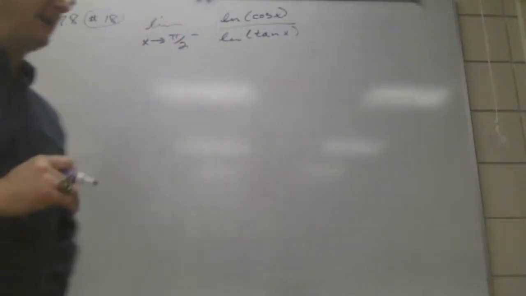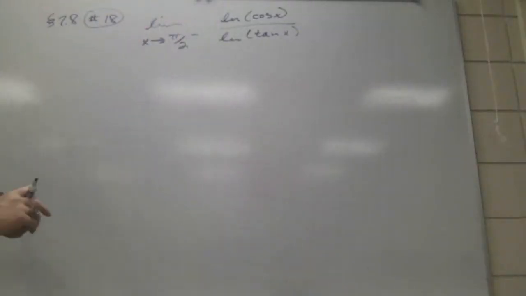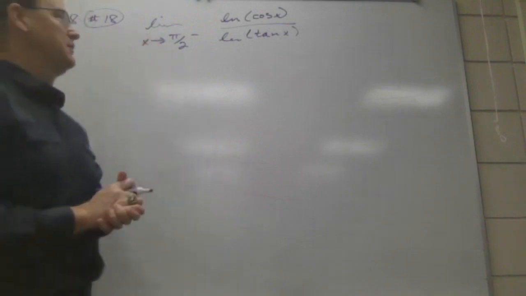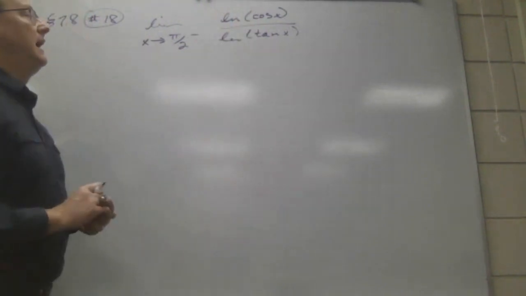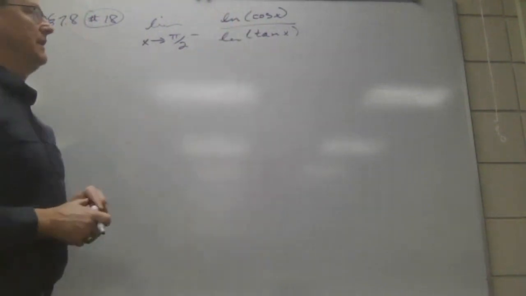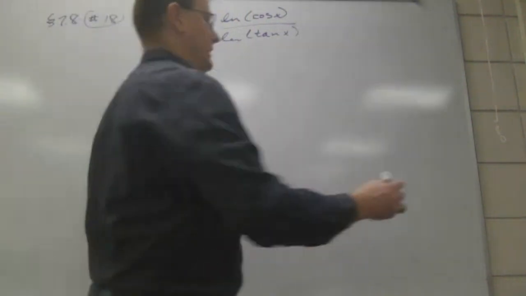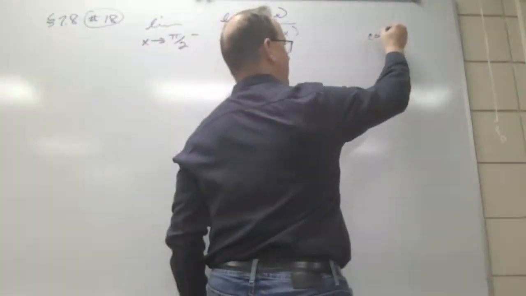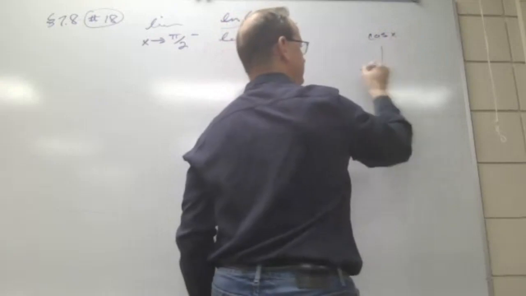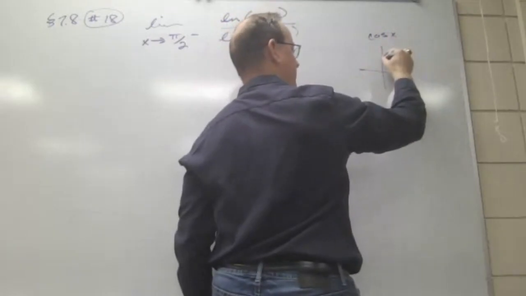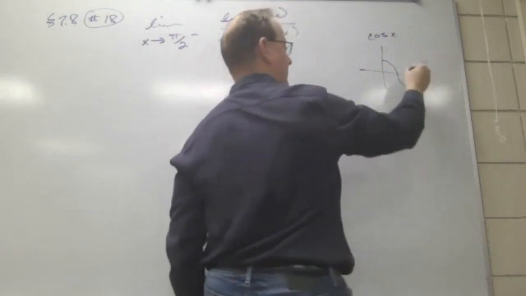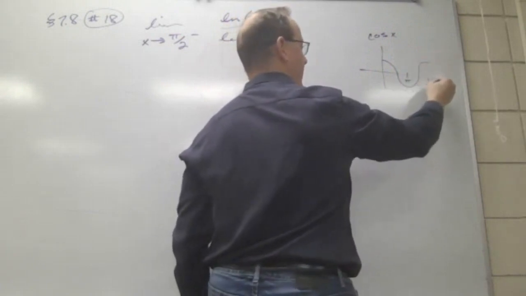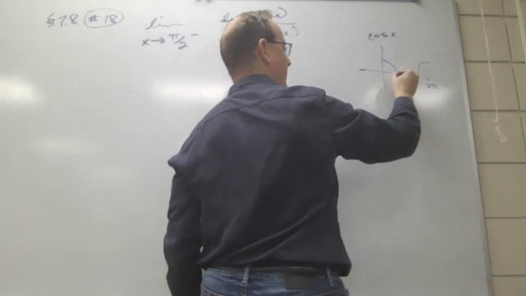All right, now we're going to look at section 7.8, number 18, which was also to turn in. So we got the limit as x approaches pi over 2 from the left of the natural log of cosine of x divided by the natural log of tangent of x. Now, let's just remember what cosine x looks like. Cosine x starts up top, and then this is pi, this is 2 pi, but anyway, at pi over 2, we're getting close.